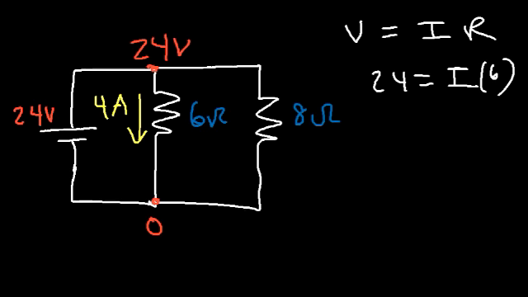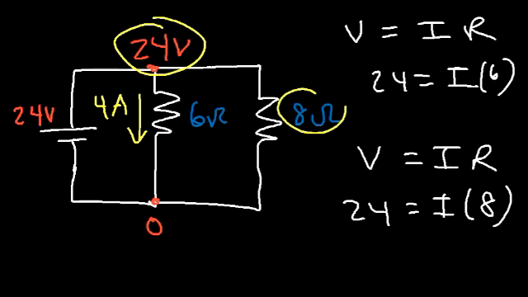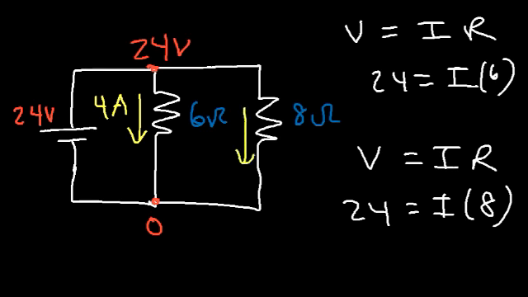Now what about the 8 ohm resistor? What is the current that flows through it? Using the same equation, V equals IR, Ohm's law, the voltage is 24 volts and the resistance is 8. So all you got to do is divide 24 by 8 and you can get the current that flows through it. So 24 divided by 8 is 3. So 3 amps of current flows through the 8 ohm resistor.